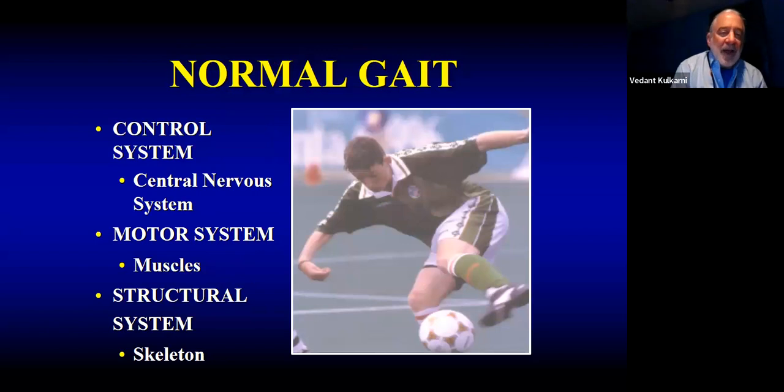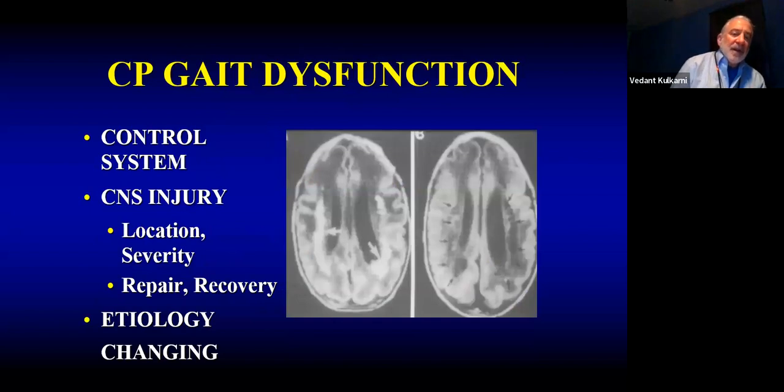Now, when we talked about normal gait last week, we recognized that there was a control system, the central nervous system. There was a motor system, the muscles, and these muscles operated around a structural system, the skeleton. Let's consider how each of these are disrupted in kids with CP. Let's begin with the control system. In children who have had an injury to their brain, the clinical profile is related to the location and the severity of the injury. And it turns out that the central nervous system is quite plastic and has the ability to repair and recover. And this is certainly true in the first years of life. And there's even some evidence that in the teenage years there's significant plasticity.